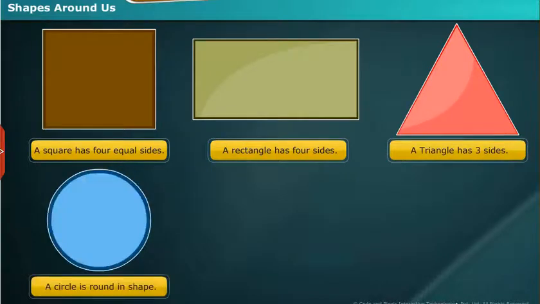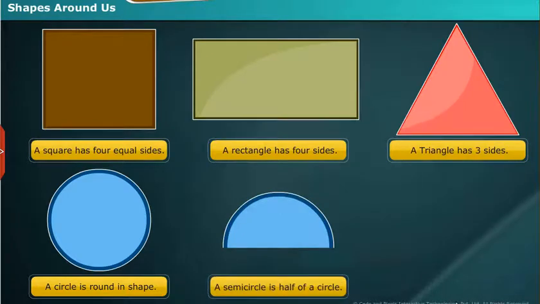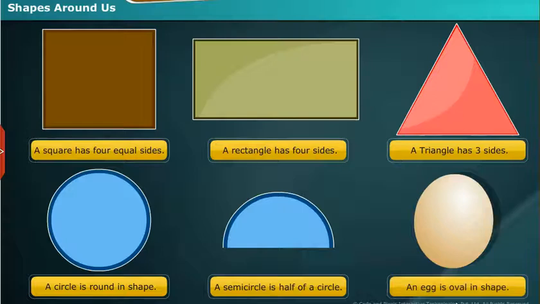A circle is round in shape. A semicircle is half of a circle. An egg is oval in shape.